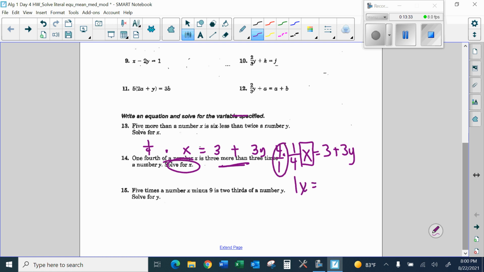Whatever I do to one side, I must do to the other side. So I multiply by 4 on the left, I must multiply by 4 on the right. And now I go ahead and distribute that through there, and I get 12 plus 12y. Distributive property. You gotta know the name of the property. So x equals 12 plus 12y.